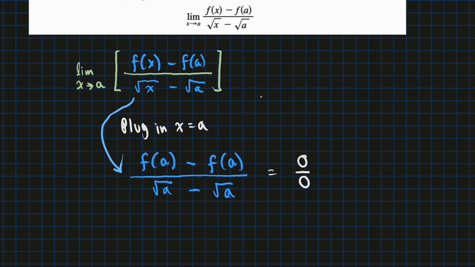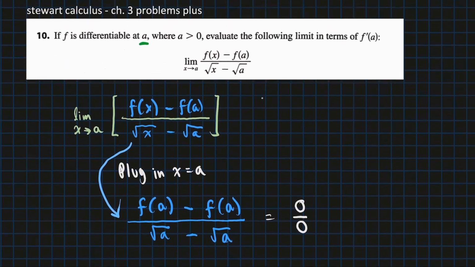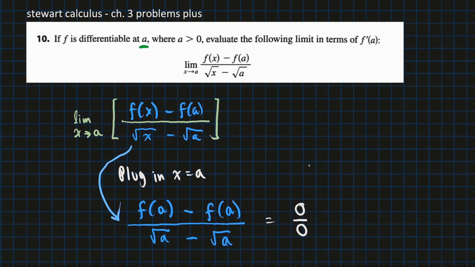Does that mean our limit doesn't exist? That is just nonsensical? Well, no. This is what we call indeterminate form. 0 over 0 is indeterminate form. So what does that mean? That means that this limit probably exists and we can find it. We just have to use some other method. We can't just plug in x equals a, as we've seen.